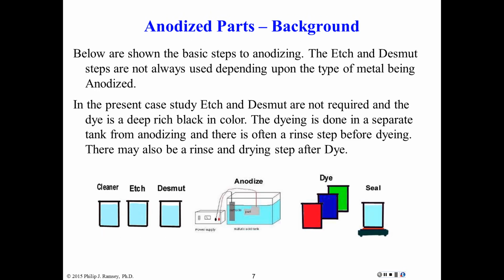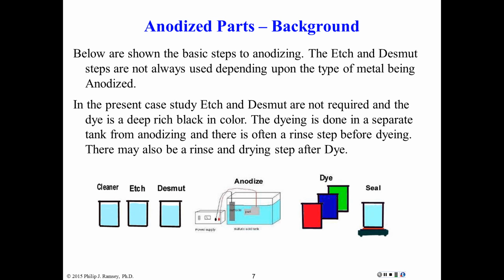Okay. And on slide 7, just a quick schematic of what the process looks like. So you clean the parts, and in this case, the etch and desmut steps were not necessary. You clean the parts, you anodize them in a bath, and then subsequently the parts are dyed. They're supposed to be, again, a deep, very rich black color.